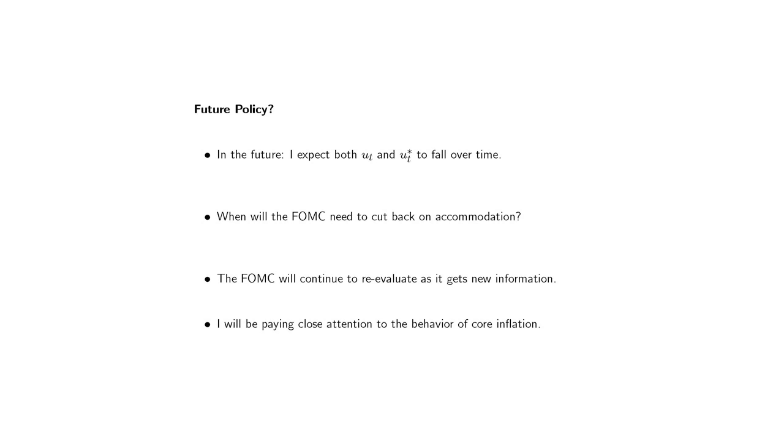And that raises the question, when will the FOMC need to cut back on its current level of accommodation? The Federal Open Market Committee is going to continue to reevaluate. There'll be new information coming to us, and we'll have to continue reevaluating the appropriateness of our monetary policy stance. In that exercise, I myself will be paying close attention to the behavior of core inflation. Just as I described to you, core inflation has a lot of information about the state of demand. That seems to be the right variable to be looking at if we want to figure out what this gap is between unemployment and the natural rate.